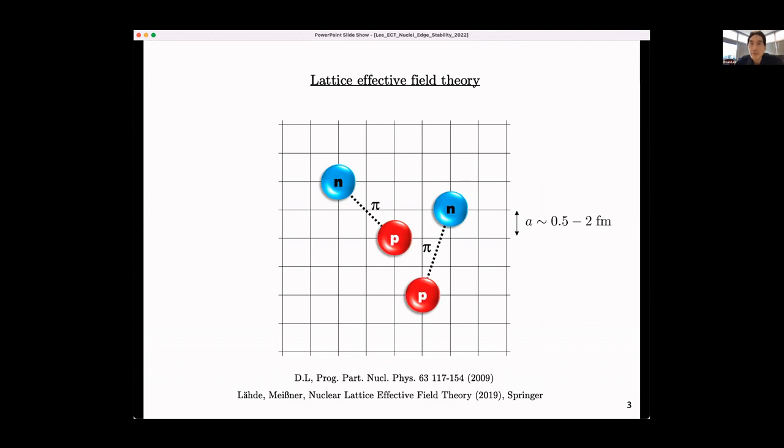So we do simulations of protons and neutrons on a lattice with a lattice spacing between, let's say, half a Fermi up to 2 Fermi if we're doing dilute neutron matter. If you want to learn more of the technical details of what we do, I have a now relatively old review article, but there's a nice textbook by my collaborators, Timo Lähde and Ulf Meißner, on the subject.